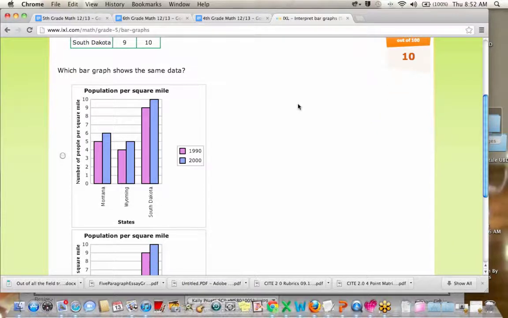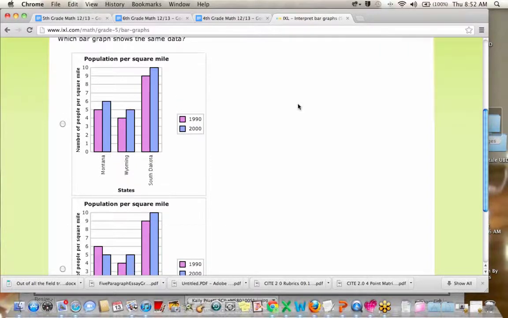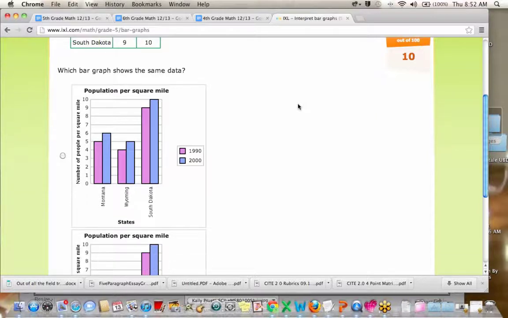Okay, so which bar graph shows that data? We have to kind of keep going back and looking. Montana is 5 to 6, Wyoming is 4 to 5, and South Dakota goes from 9 to 10.